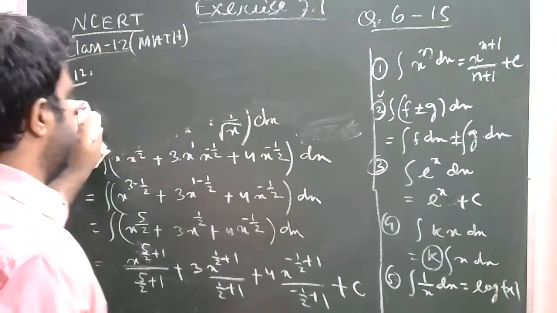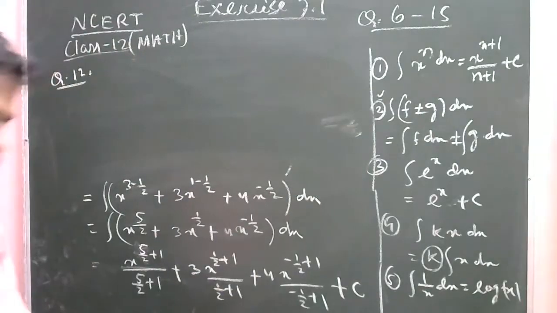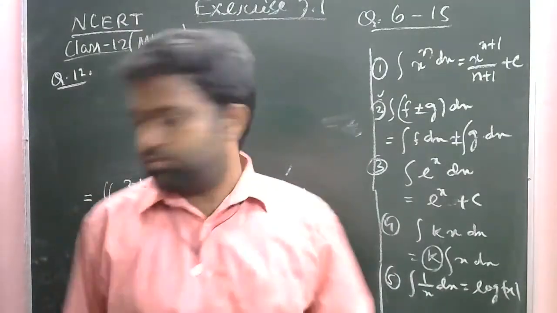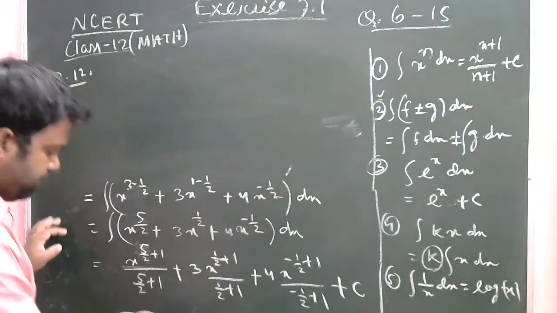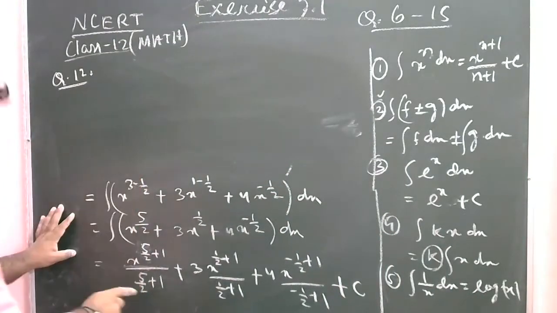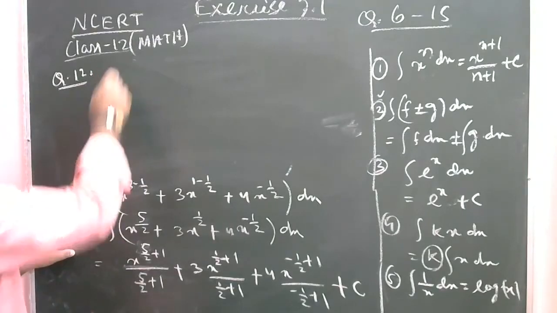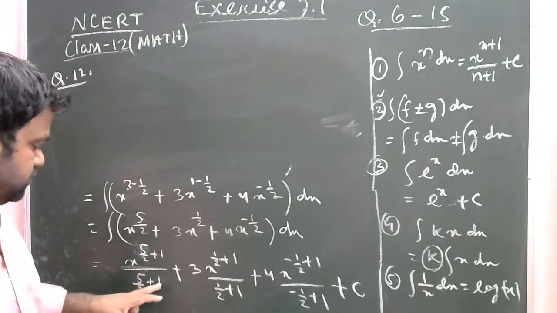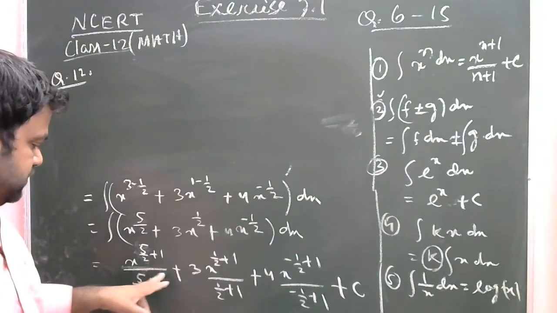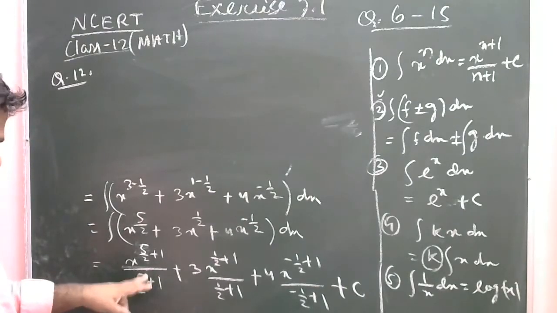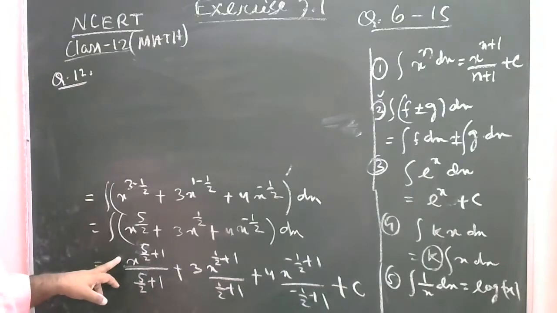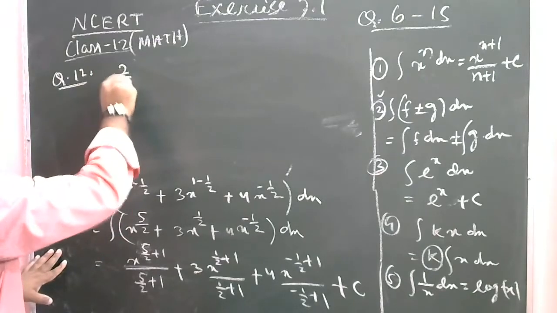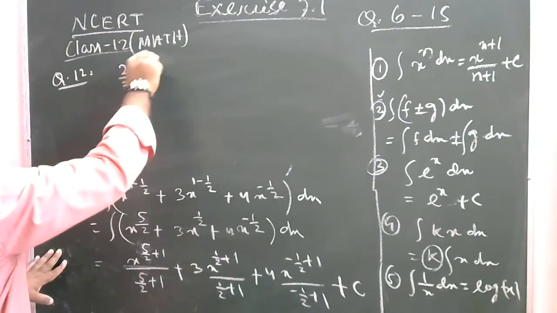So let me erase from the top. Okay. So now I'll simplify. 5 by 2 plus 1 is 7 by 2. So what shall I write? 7 by 2 in the denominator means if I write it in the numerator it is 2 by 7. It is simple mathematics. Can you do it or not? So this will become 2 upon 7, x to the power 7 by 2.